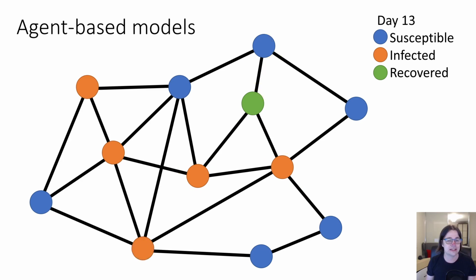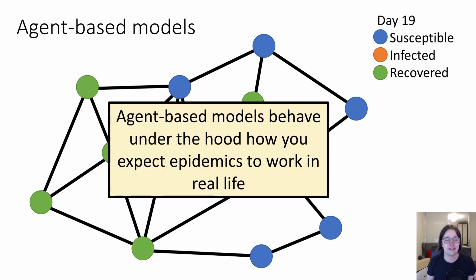So we keep going. Day 12, more people infected, more people recovered. And then eventually you'll find that all the people are recovered. And the cool thing about agent-based models is that they behave under the hood how you expect epidemics to work in real life. You keep track of all the people, when they were infected and when they recovered, and who they're connected to. And that means that they're going to be a bit more accurate when you implement your interventions.